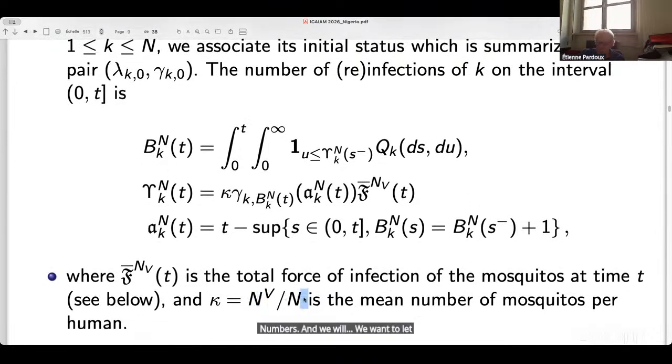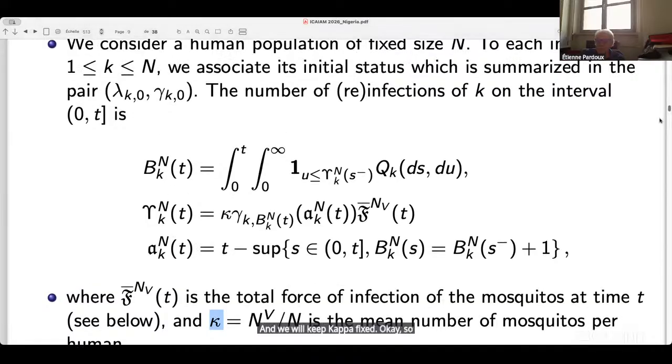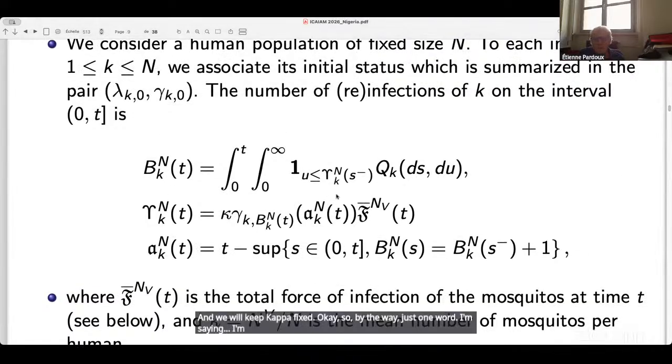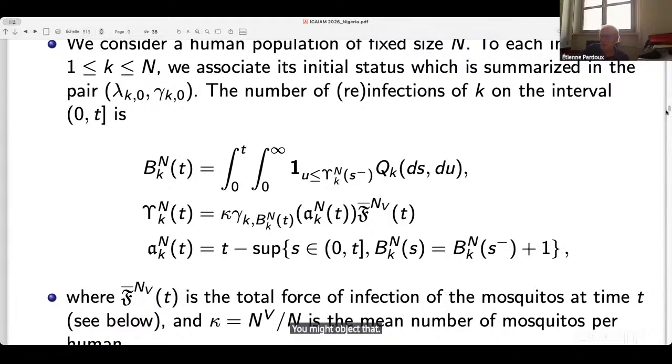We want to let both N and NV go to infinity, and we will keep kappa fixed. Okay, by the way, just one word. I'm saying I'm not considering birth and death of humans, but you might object that, as I said on my first slide, malaria does kill individuals. So it's not fair to say there are no deaths of humans. But my assumptions do not prevent this function gamma from being 0 for all time with a very small probability.